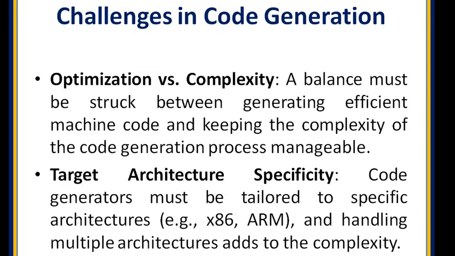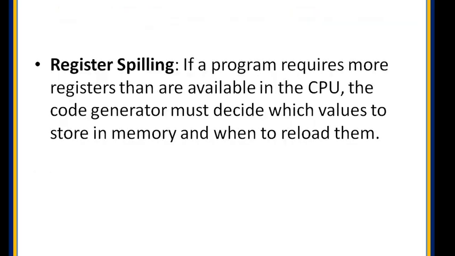What are all the challenges in code generation? We are having the optimization complexity, target architecture specificity. A balance must be struck between generating efficient machine code and keeping the complexity of the code generation process manageable. Target architecture specificity: code generator must be tailored to specific architectures, for example, x86 and ARM, and handling multiple architectures adds to the complexity.